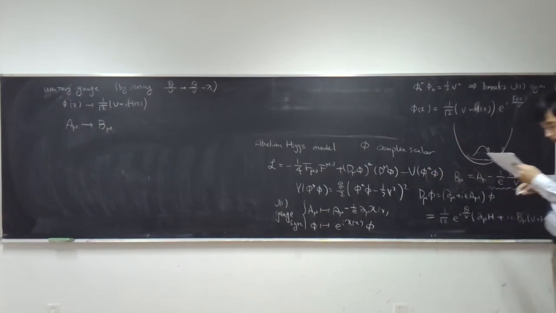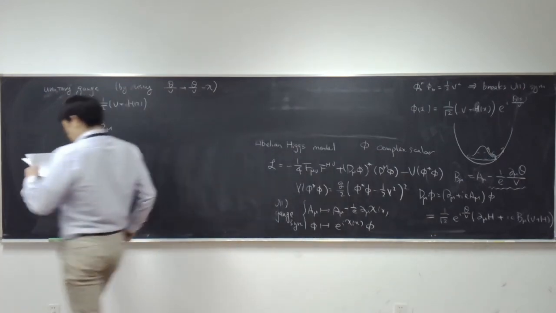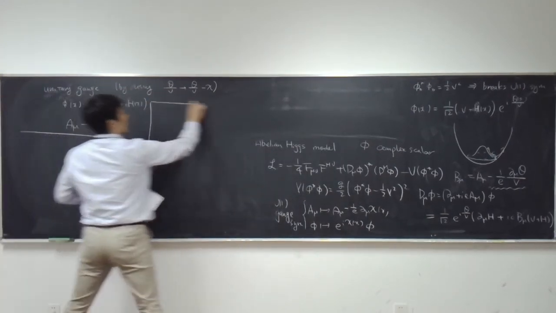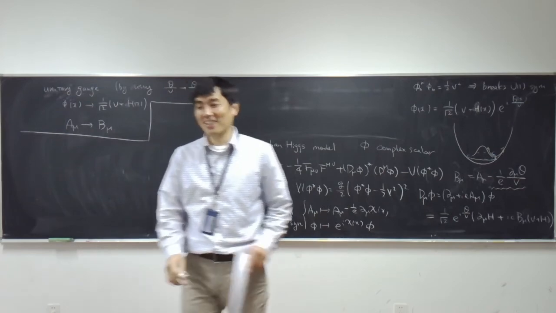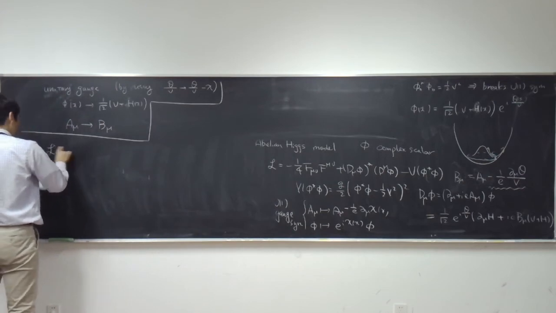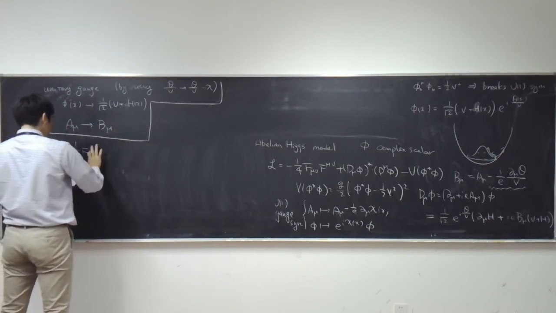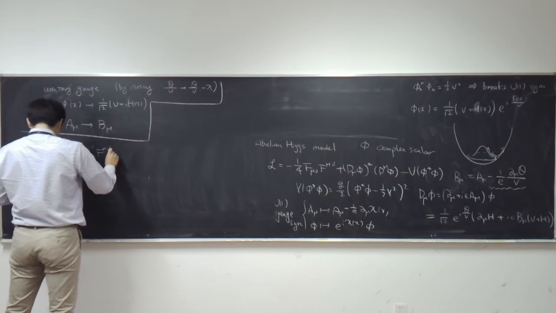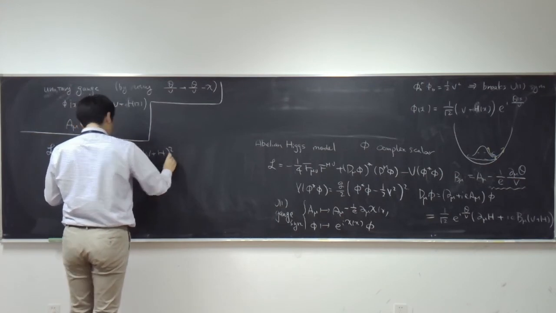Then, irrespective of this gauge transformation, just plug this one into here. So this Lagrangian, this is the homework I just added yesterday. I'm very sorry, but it's better to do this calculation. That's why I added it. So L is equal to minus 1 fourth F squared, where F is F mu nu, plus 1 half e squared B squared B mu.